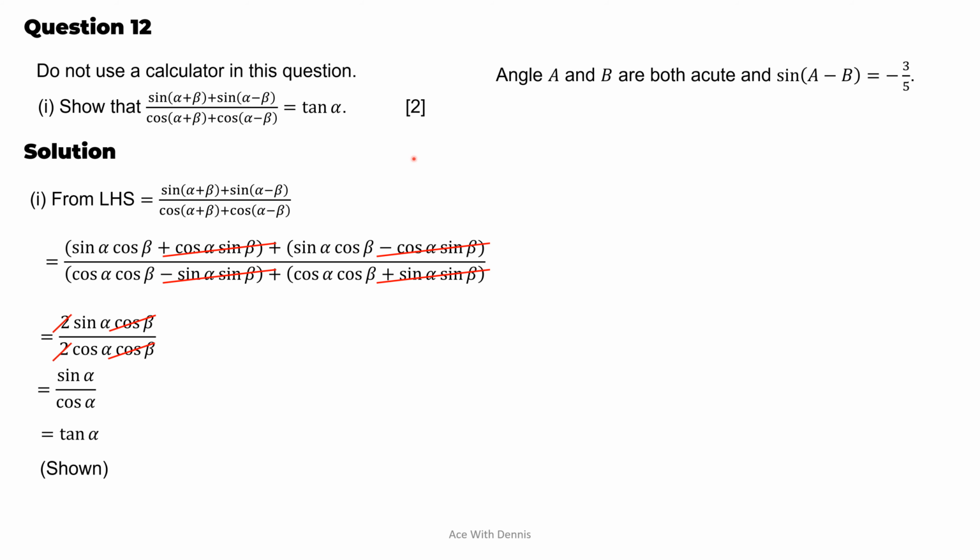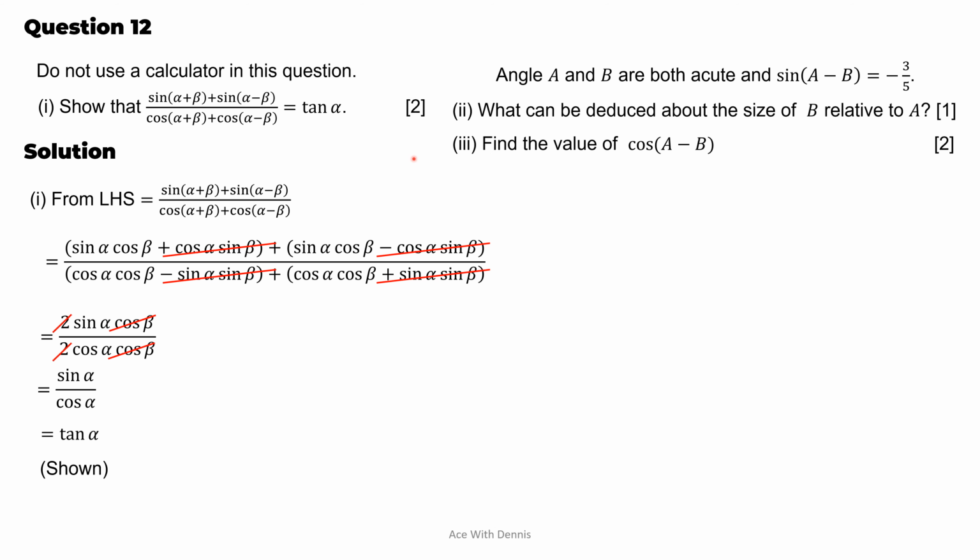Next question. Angle A and angle B are both acute and sine (A minus B) equals negative 3 over 5. Part 2. What can be deduced about the size of B relative to A? 1 mark. And part 3. Find the value of cosine (A minus B). 2 marks.